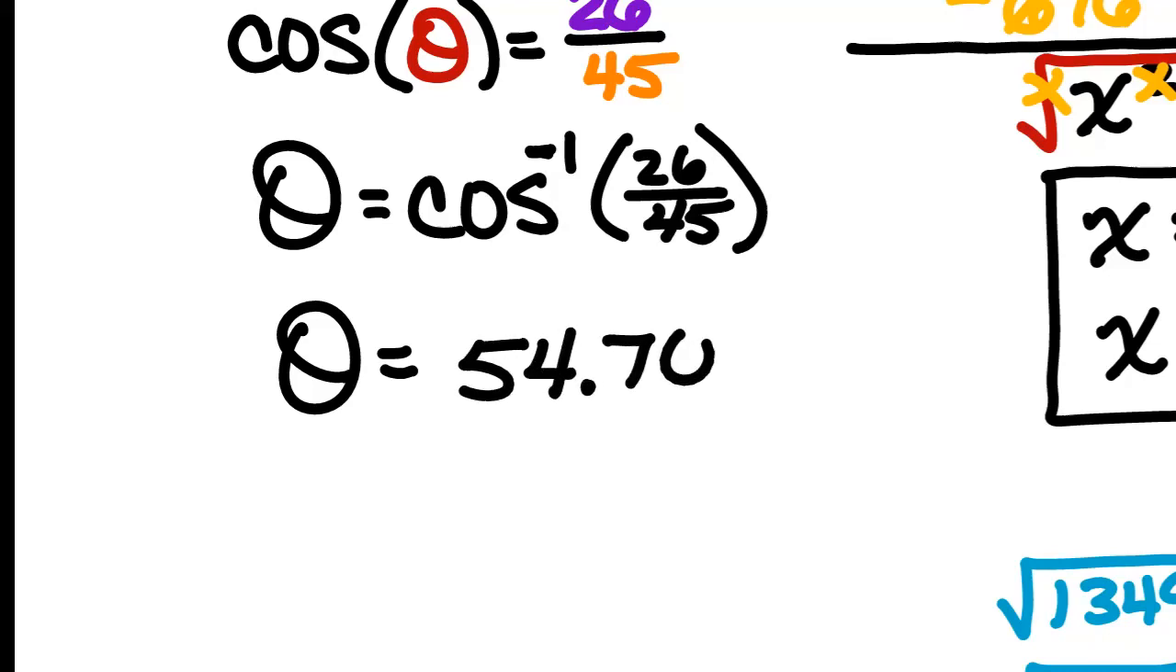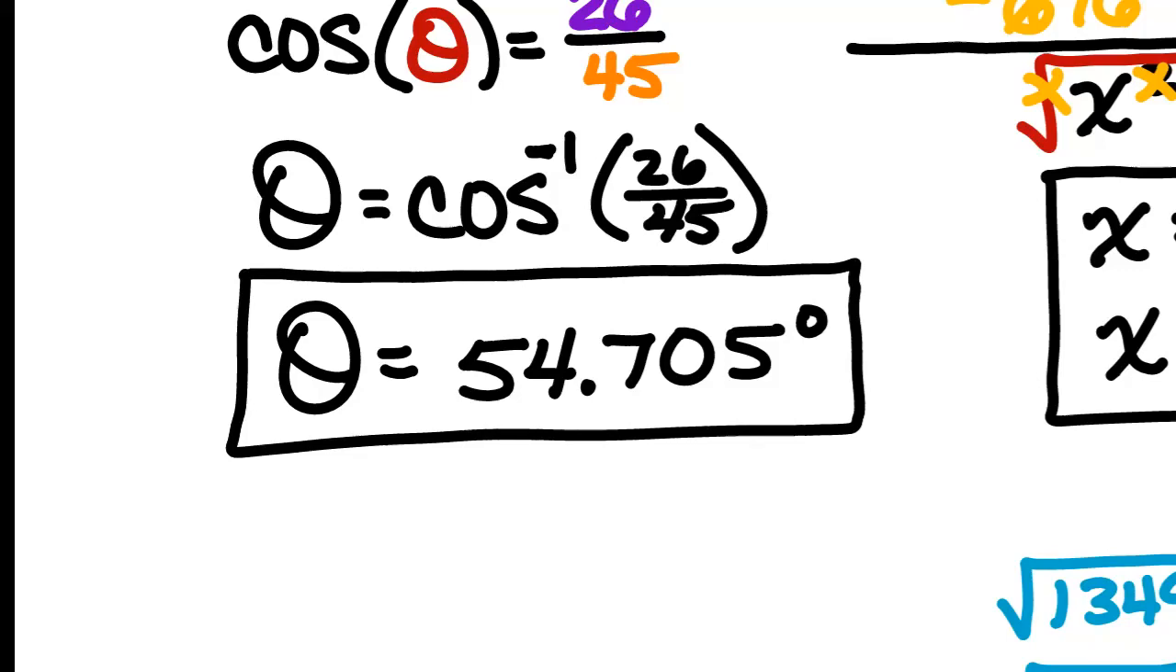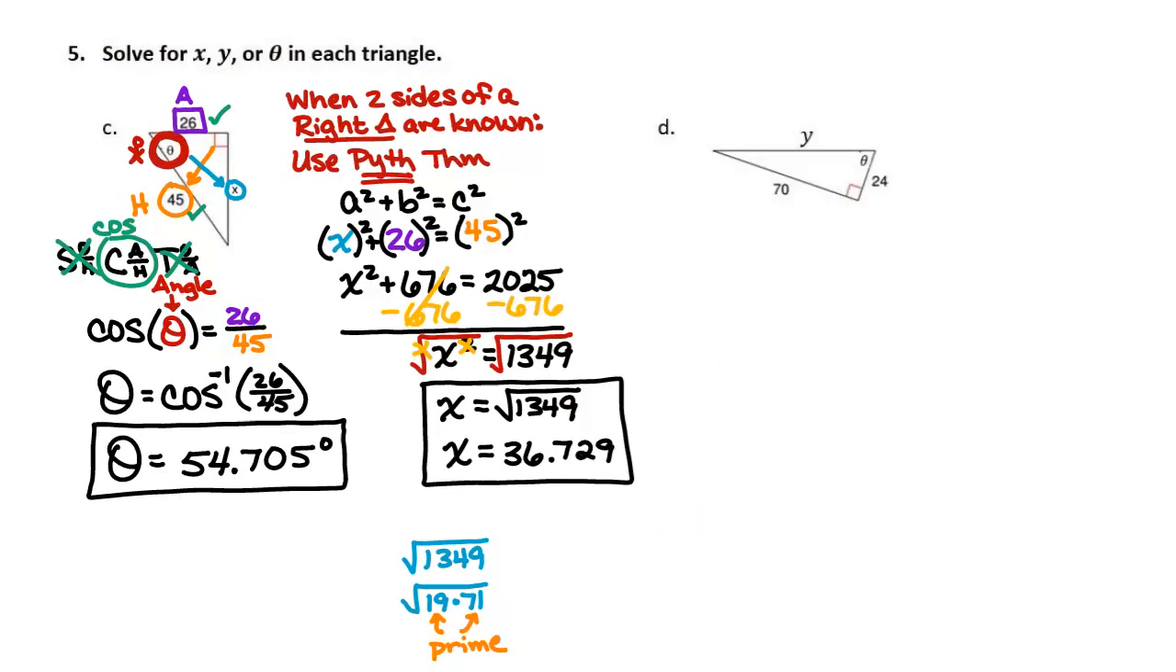54 point, you said 705? 706, depending on how you round. That's absolutely correct. I want you guys to try part D. I'm going to give you about, let's take 3 minutes to do part D.